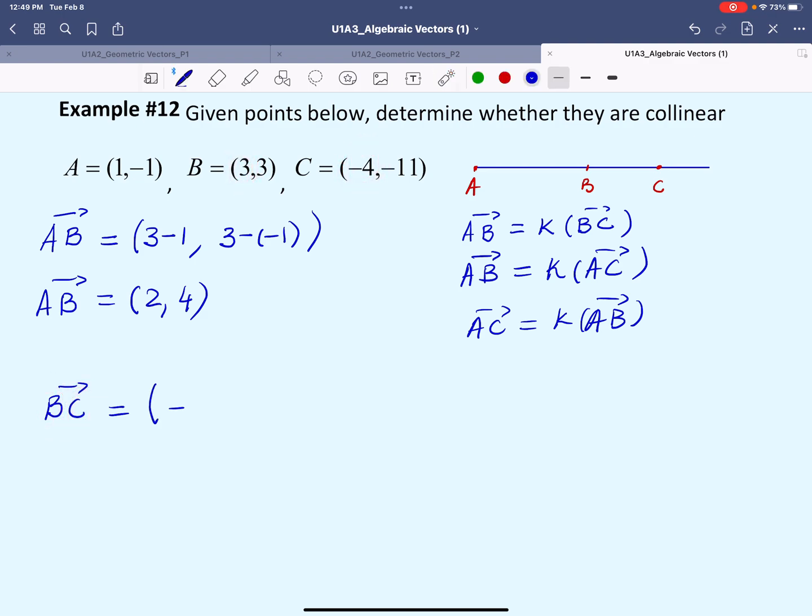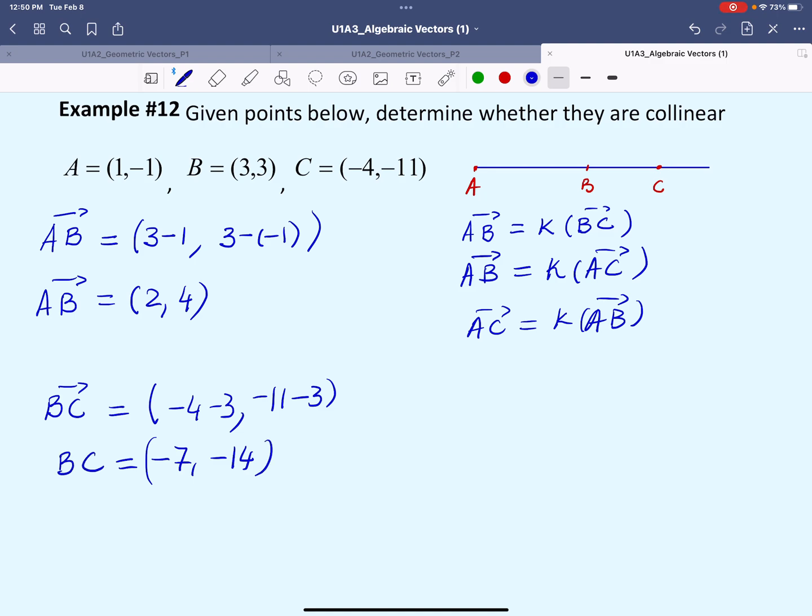So that would be negative 4 minus 3. And then y of c minus y of b. Y of b here, so it's negative 11 minus 3. So that would equal negative 7, comma, negative 14.